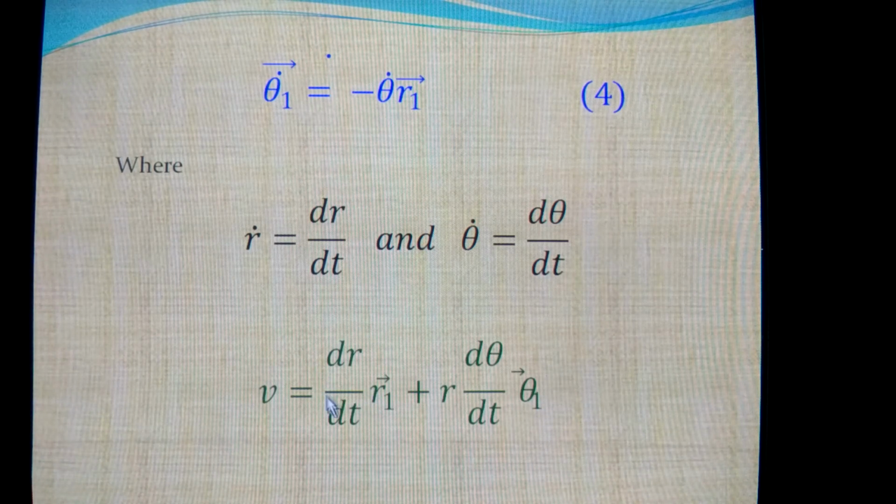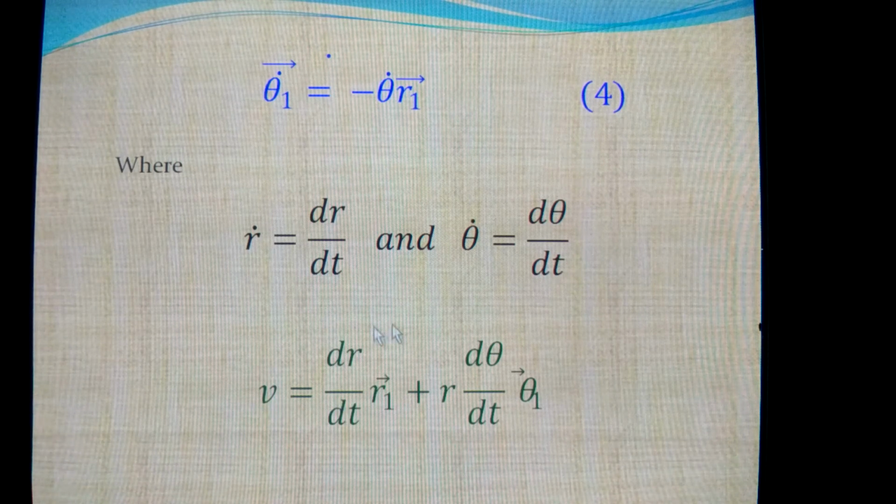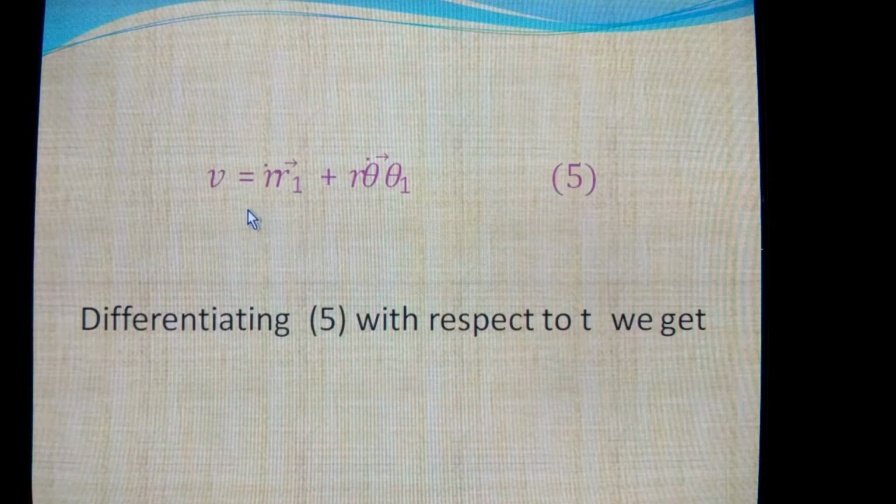So this first term, dr by dt, is nothing but the radial velocity, and r into d theta by dt is the transverse velocity. Okay, so now to obtain radial acceleration and transverse acceleration, we differentiate this velocity term with respect to t. Why? Because acceleration is the rate of change of velocity. So therefore, differentiating this velocity v with respect to t.